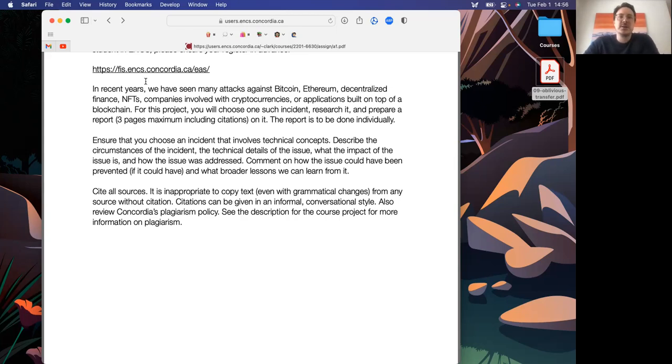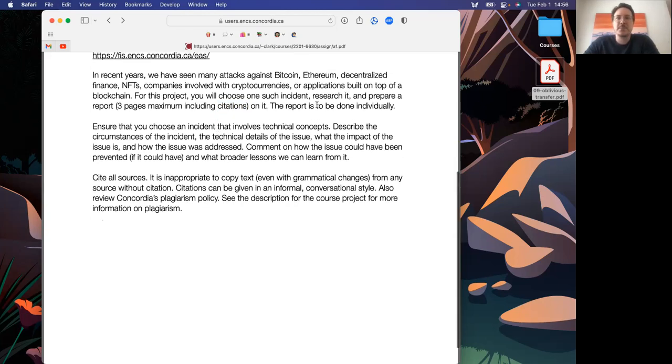including citations. You don't have to have citations, but I assume that you don't know about these incidents off the top of your head, so you must have read about them somewhere. So I would expect that there would be some citations. The citations don't have to be to the academic literature. They can be to news articles and that type of thing. Okay, and this is an individual assignment.